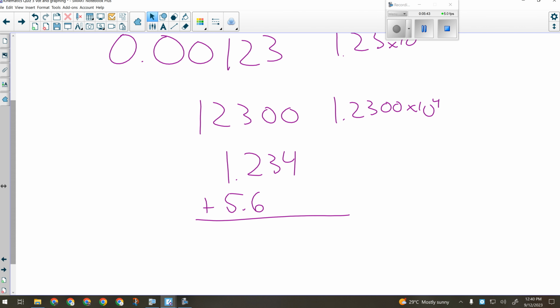Same goes for subtraction. If I'm multiplying and dividing, the rule is easier. With multiplying and dividing, if I take 1.23456 and multiply that by 5.2, how many significant digits can my answer have?